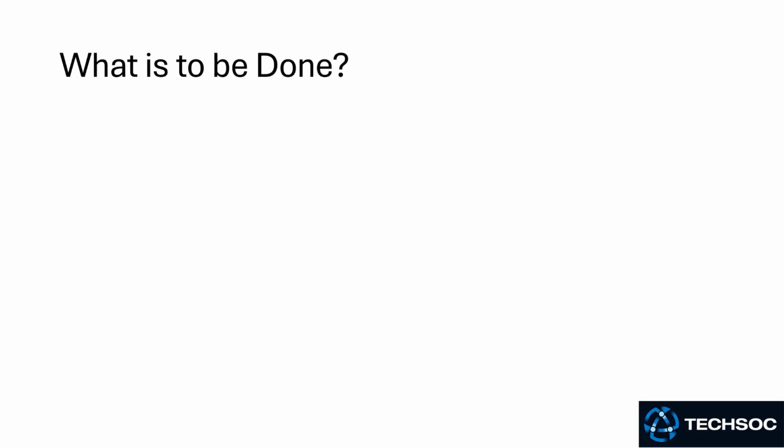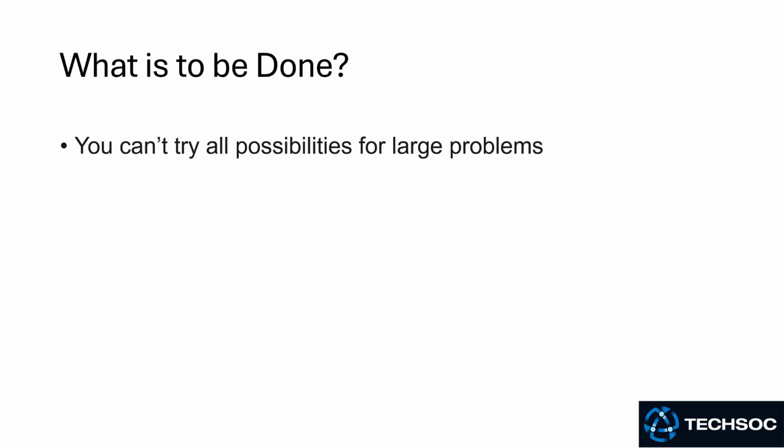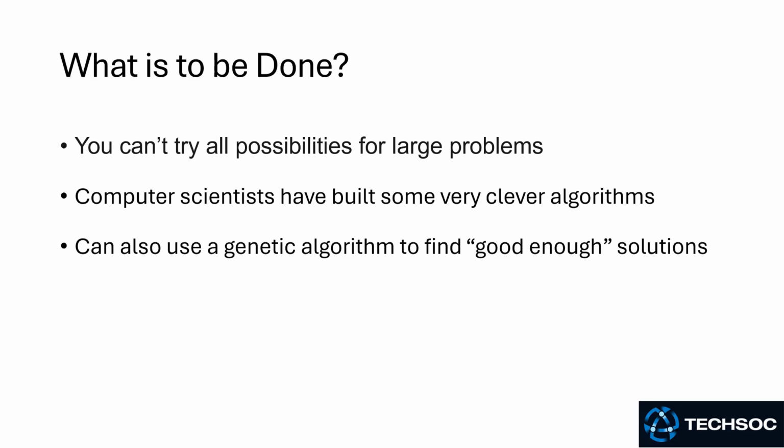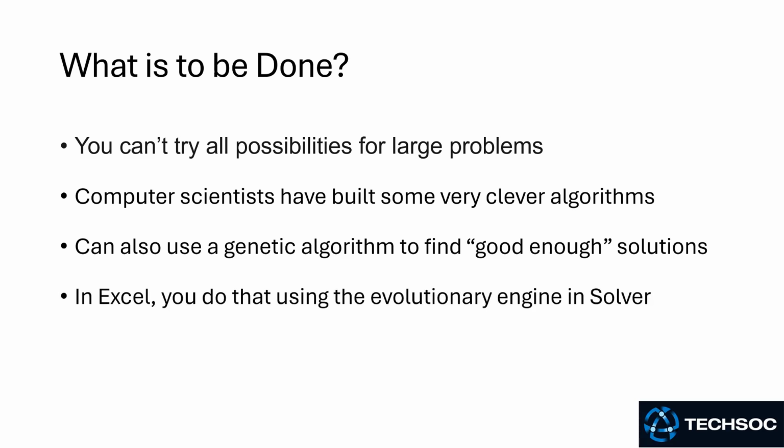So how do we manage this type of problem, something that gets so large so quickly? Well, you can't try all possibilities. Even with modern computers, it's just not something you can do. But computer scientists have built some very clever algorithms for finding at least approximate solutions. You can also use a genetic algorithm to find good enough solutions. And in Excel, you do that using the evolutionary engine in Solver.